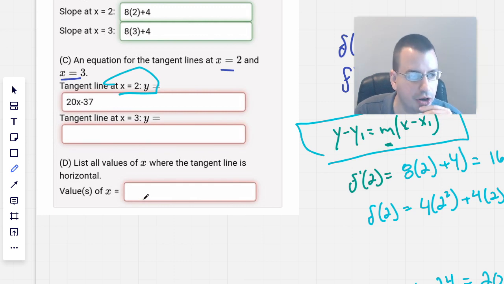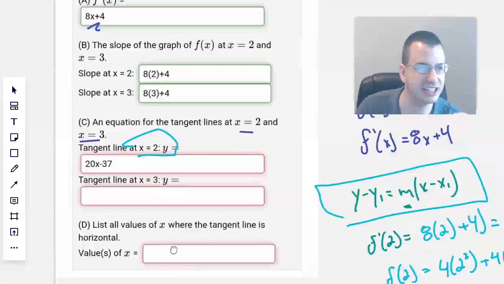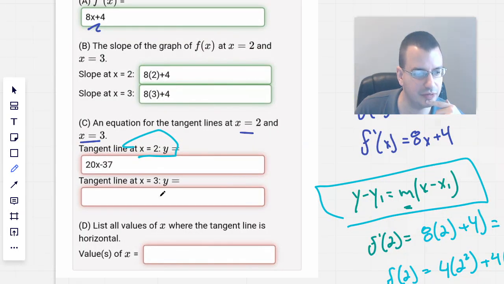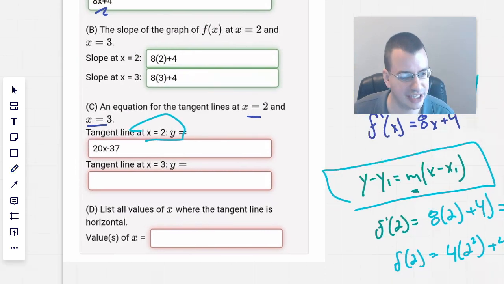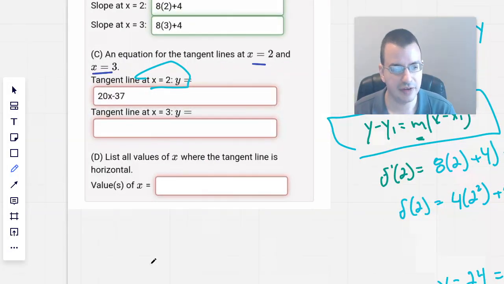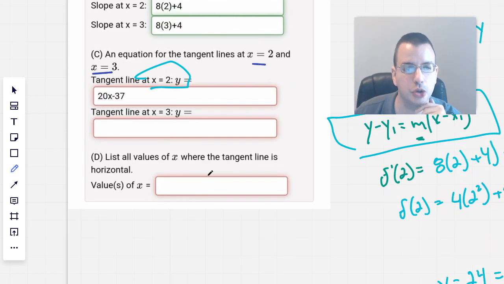All right, jumping on to letter D. We'll go to the fourth part of the sixth question. 1, 2, 3, 4, 5, 6. Question 6, letter D. List all values of x where the tangent line is horizontal.